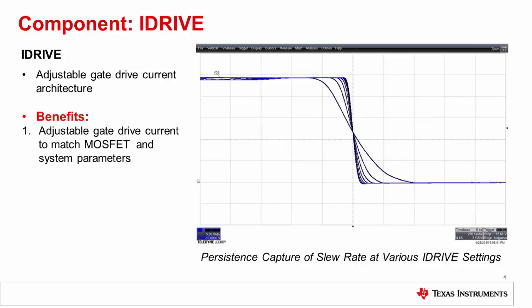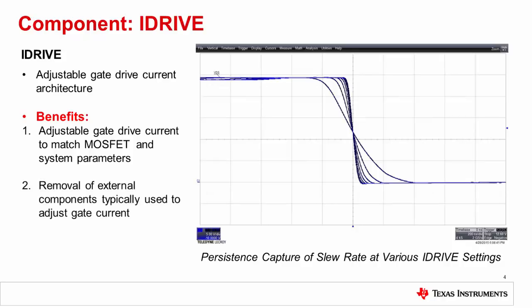First, by providing an adjustable drive current, the system designer can easily scale the gate driver to match different external MOSFETs and system requirements. This allows a single gate driver to be easily used in different configurations and applications. Second, with an internal method to vary the drive current, the system can remove the external components that are typically used for this. These components usually include several resistors and a diode for each of the power MOSFETs. This reduces BOM and assembly costs in addition to reducing the overall solution footprint.